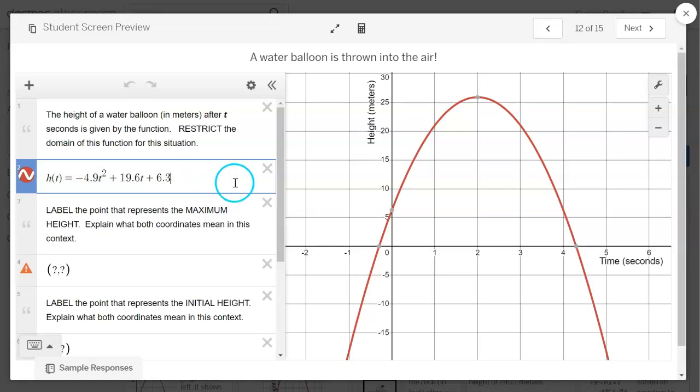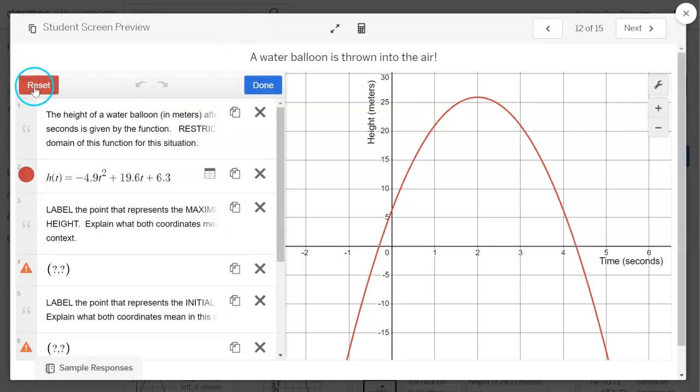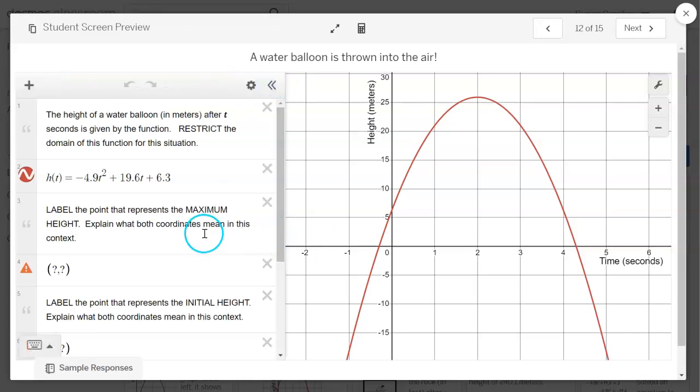And then they will type in here their function. If, God forbid, they were to mess it up, tell them to click here and reset, and it will go back to the way that it was. So if they accidentally delete part of their equation, which happens, or delete one of their points or directions, they can always reset. Have them type their domain there.